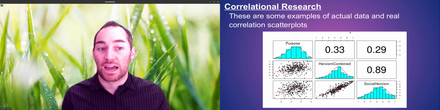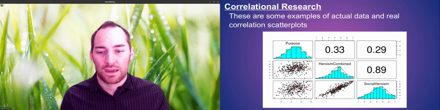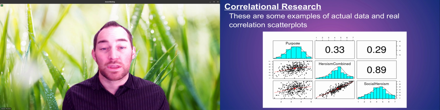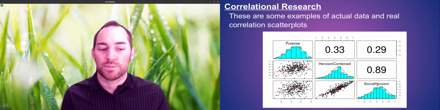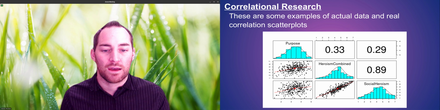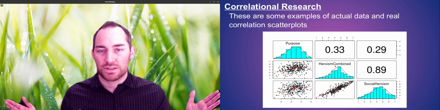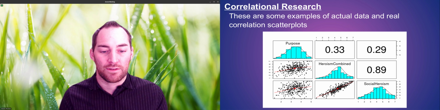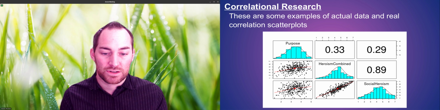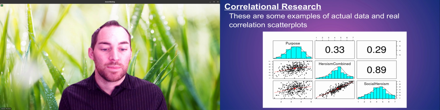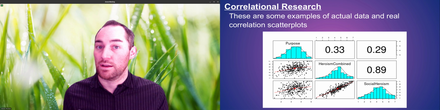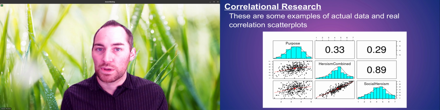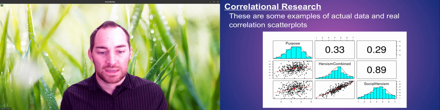So here's some examples of actual data. Here is a heroism scale, a draft of the heroism scale, how it's correlated with a purpose scale, and how it's correlated with social heroism, which is actually a piece of this heroism scale. So we'd expect the heroism scale's 8 questions, 4 of those questions are on social heroism, so this relationship should be pretty strong between just those 4 questions and the whole construct itself. And it is. You can see this cluster is very tight, so people who scored low on social heroism also scored low on heroism in total. People who scored high on social heroism also scored high on heroism total. The correlation was positive 0.89, so that's the actual true number based on this graph.